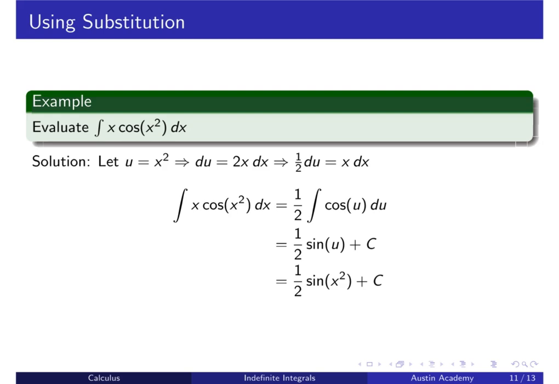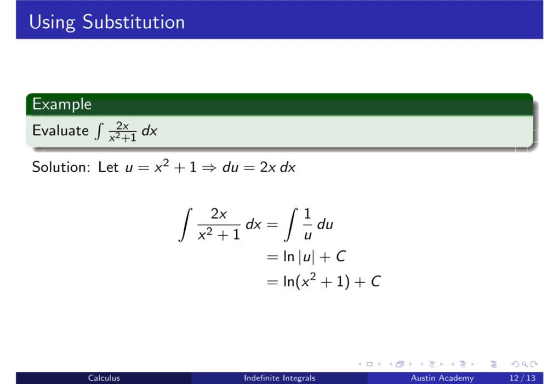Using substitution. Example. Evaluate the integral of x times cosine of x squared. Let u equal x squared, then du is 2x dx, which means 1/2 du equals x dx. Now the integral becomes 1/2 integral of cosine u. The antiderivative of cosine is sine. So, the answer is 1/2 sine of x squared, plus C.